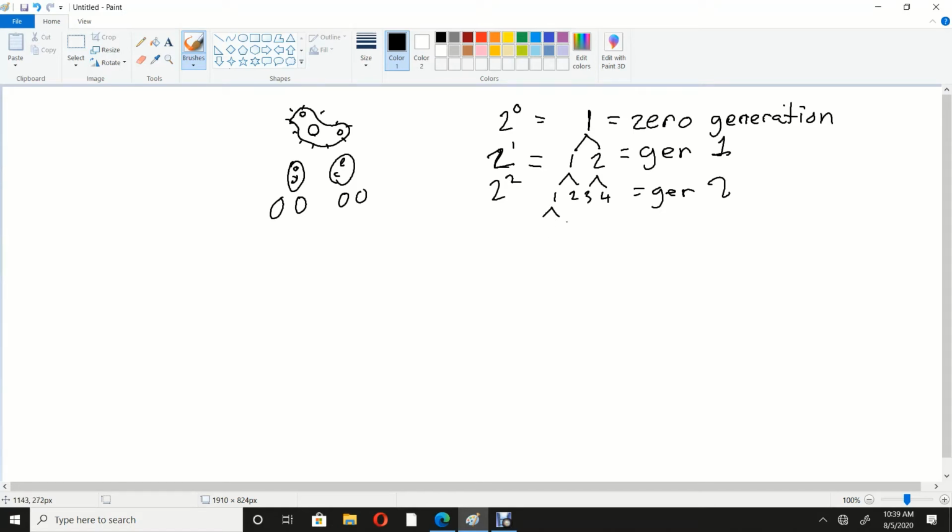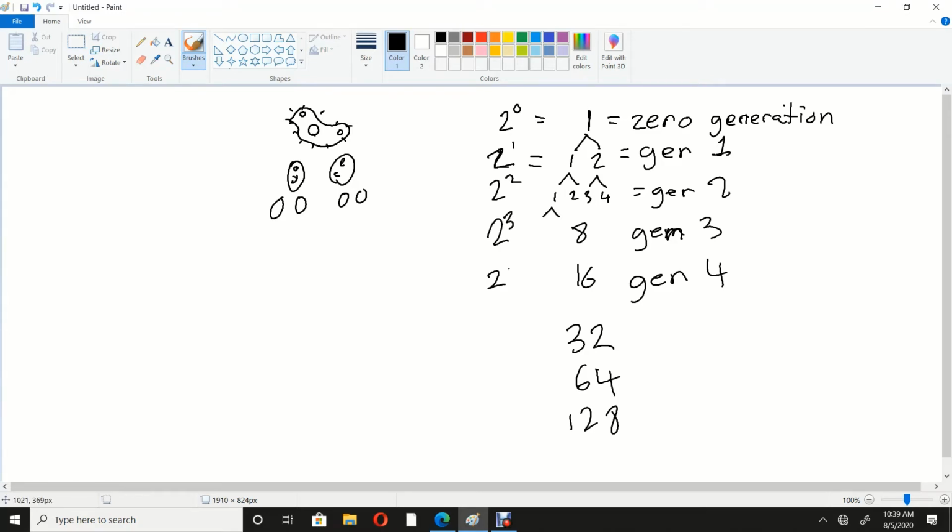From here, this will double again. Gen 3, we'll have 8. Gen 4, we'll have 16, so on, 32, 64, 128, on and on and on. So those are some examples as to why numbers to the 0th power equal 1.